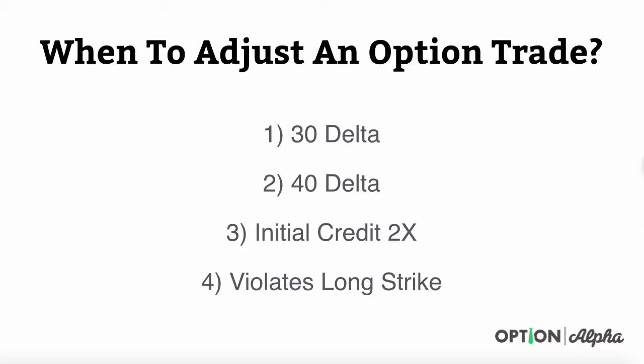And so for us, that's a good trigger point to make an adjustment because we originally had a 15% probability of losing that's now moved up to a 30% probability of losing. So at that point, we might want to consider making an adjustment.